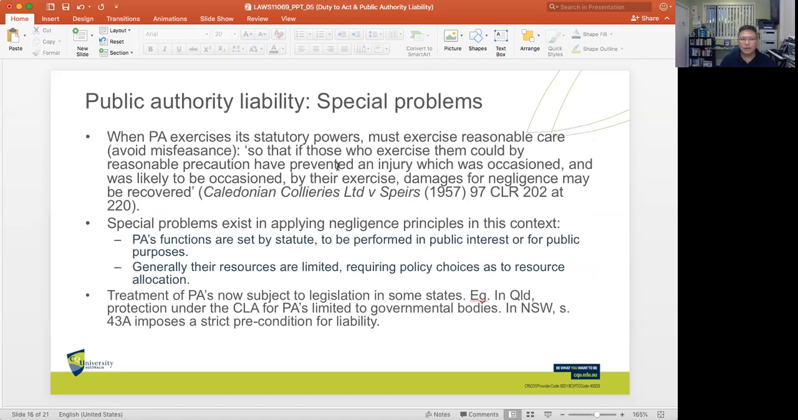Okay, now public authority liability, we do have some special problems, however. We know that when a public authority exercises statutory powers, it is expected to exercise reasonable care in order to avoid misfeasance, in order to avoid causing harm to another. So in the case of Caledonian Collieries versus Spears, the court said that if those who exercise them could by reasonable precaution have prevented an injury which was occasioned and was likely to be occasioned by their exercise, damages for negligence may be recovered. So in those situations, based on this case, if a statutory agency in exercising its powers failed to exercise reasonable care and that led to harm, then the public authority will be held liable.